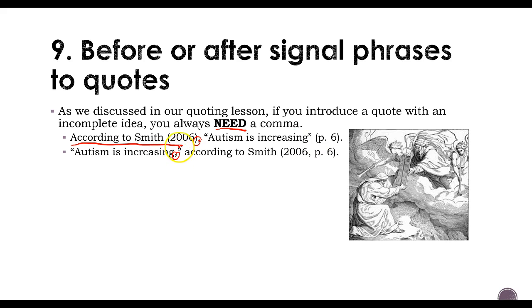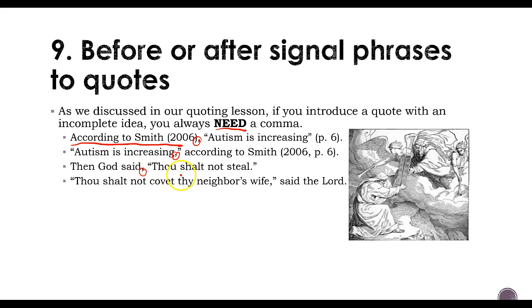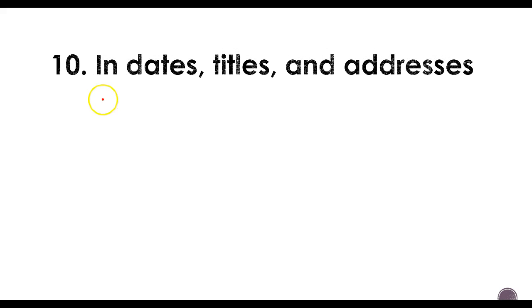Also notice that the comma goes inside the quotes here, too, if you're putting a signal phrase after a quote in a sentence. So you need the comma either after a signal phrase introducing a quote or before a signal phrase if the signal phrase is at the end of a sentence. Here's another example. Then God said, thou shalt not steal. Here again, we need the comma since we're introducing with an incomplete idea. Thou shalt not covet thy neighbor's wife, said the Lord. Again, if we have the signal phrase at the end of a sentence, we need the comma before it.